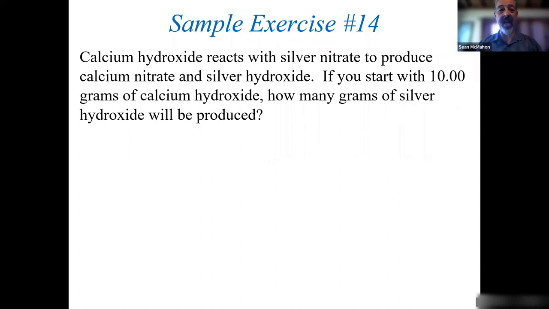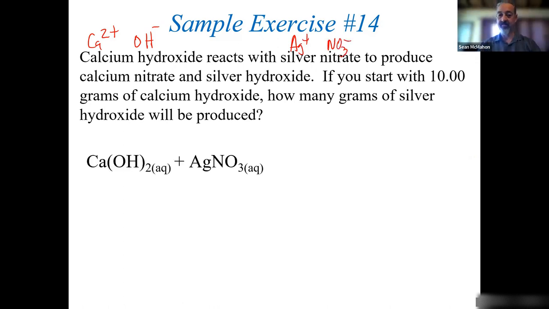They did not give me the reaction. Calcium hydroxide, right? Silver nitrate, silver is +1, nitrate. I have to figure out the formulas. So what did I do here? Crisscross. There's 2 hydroxides to 1 calcium. There's 1 silver to 1 nitrate.